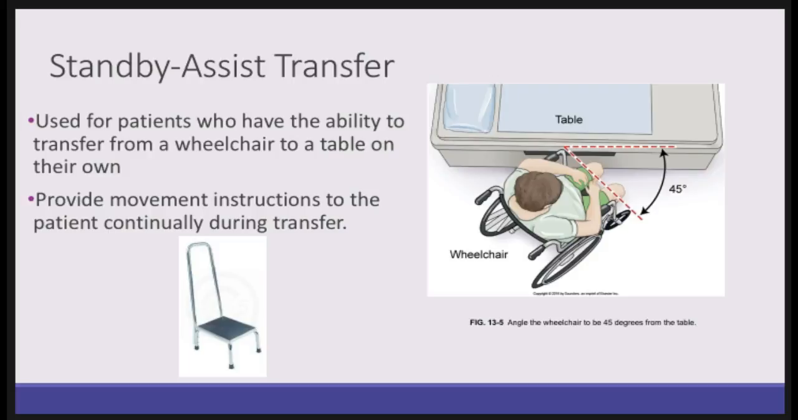So if you're doing a standby assist transfer, then you want to make sure that the patient has the ability to get up and turn and sit down on the edge of the table with you standing by in case they need some assistance. If the table doesn't go up and down, you need to make sure that you have a footstool nearby. You don't want the patient to stand up and then realize you need a stool because they can't sit on the edge of the table without a step. So make sure your step stool is nearby as well.